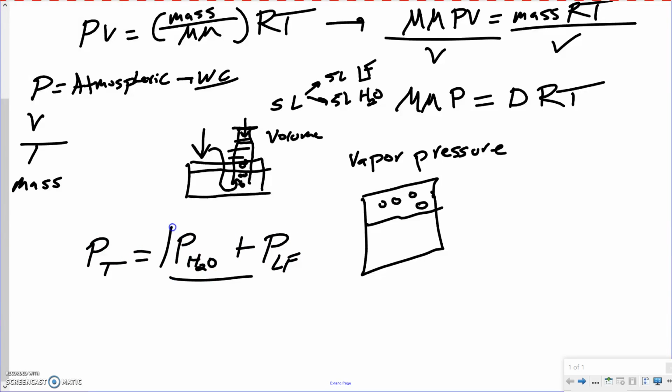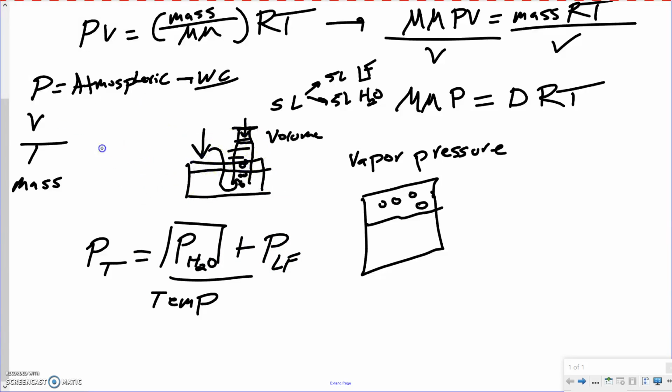The nice thing is this value is a constant value based off of temperature. So you'll be given a list of different temperatures and the pressures associated to the vapor pressure of water at those temperatures. Okay, so that will make your life a little bit easier. And then from there, you'll calculate your lighter fluid pressure.